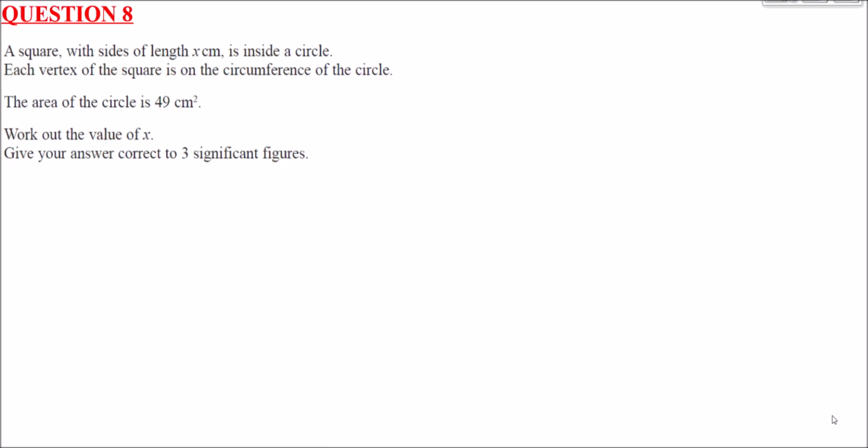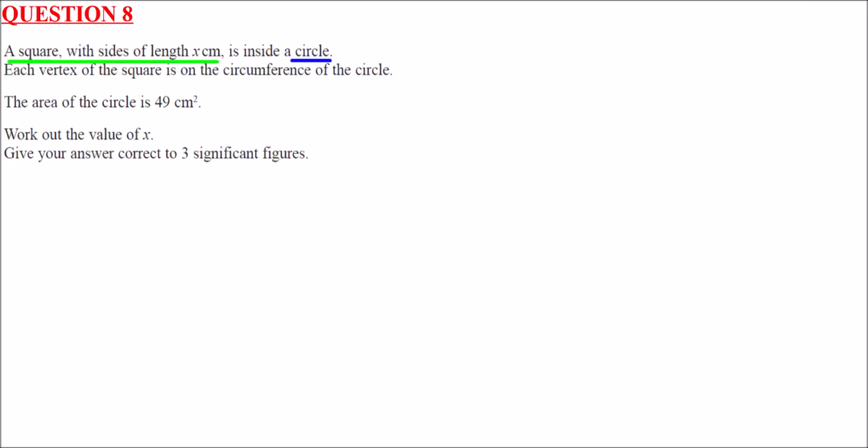Question 8 I do think is a very hard question 8 by the standards of what question 8 normally is. Normally question 8s aren't the most fiendish of questions. This is quite tricky, I think, so let's just talk it through. You've got a square with sides of length x centimetres inside a circle. So you've got a square with its corners just scraping the inside of a circle. So I'd suggest to just sketch this out first of all. So the square has sides x and it's inside a circle.